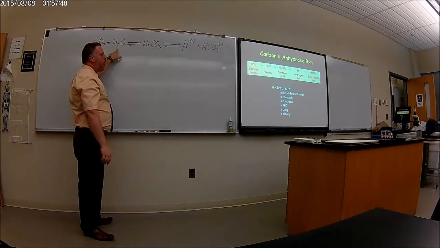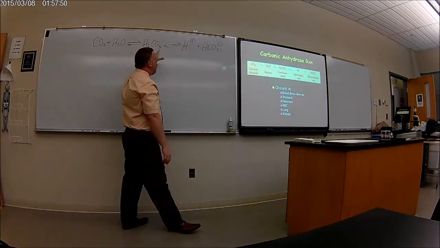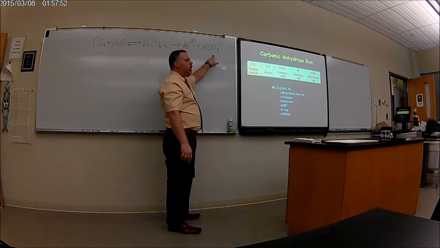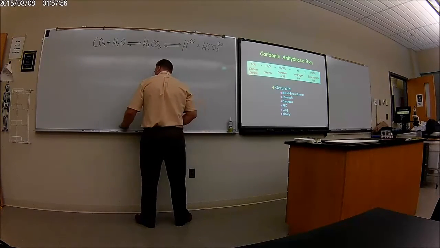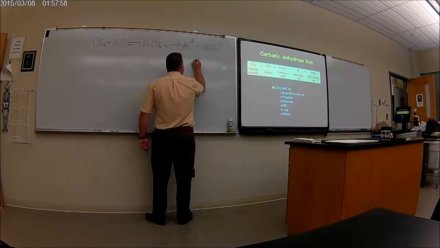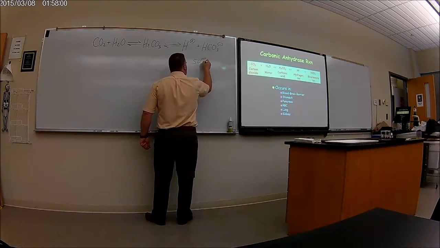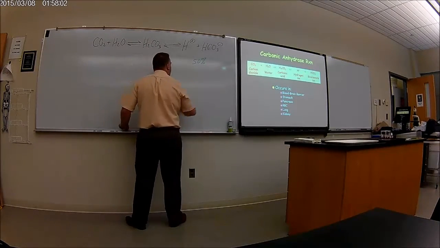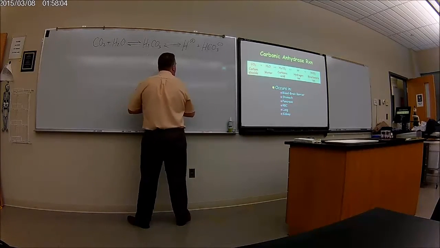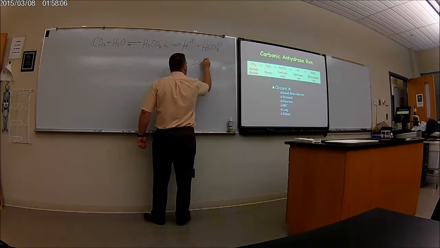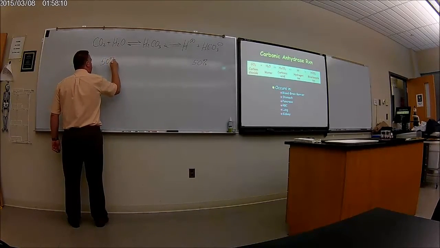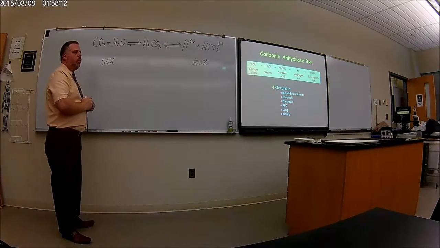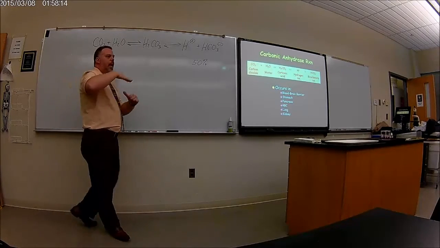Carbon dioxide, when mixed with water, will turn into hydrogen ions and bicarbonate ions. But you will have 50% of it here, and 50% over here. It's a teeter-totter. It balances.